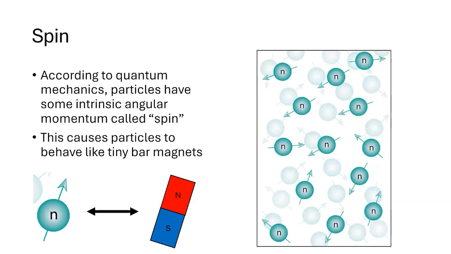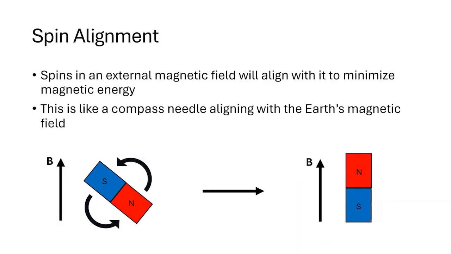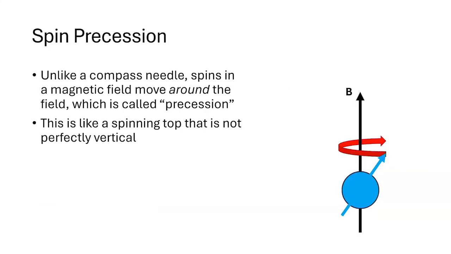According to quantum mechanics, particles have some intrinsic angular momentum called spin, and this causes particles to behave like tiny bar magnets. Just like how a compass needle aligns with the Earth's magnetic field, spins in an external magnetic field will align with it in order to minimize magnetic energy. However, unlike a compass needle, spins in a magnetic field will move around the field, and this kind of motion is called precession and is shown in the figure here.